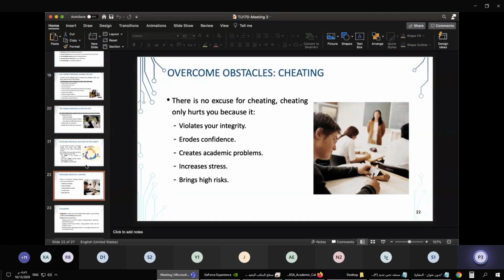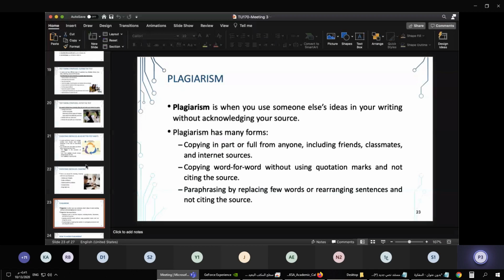Yes, cheating. Overcoming this is one of the obstacles. There is no excuse for cheating. It violates your integrity, erodes confidence, creates academic problems, increases stress, and brings high risks. You might fail the whole course, or maybe the whole semester will be dropped. Also, the final thing is plagiarism.